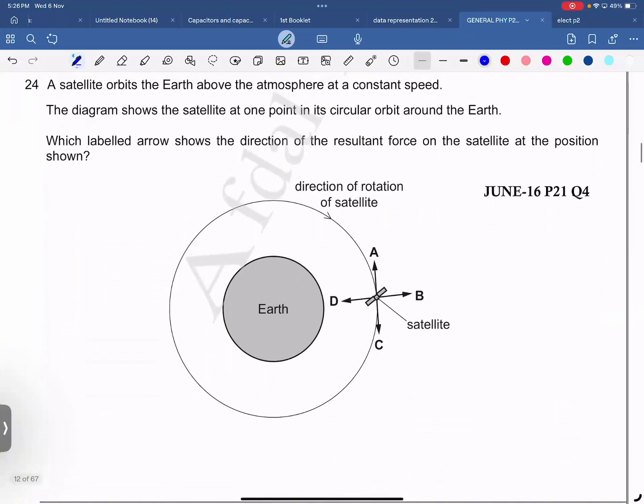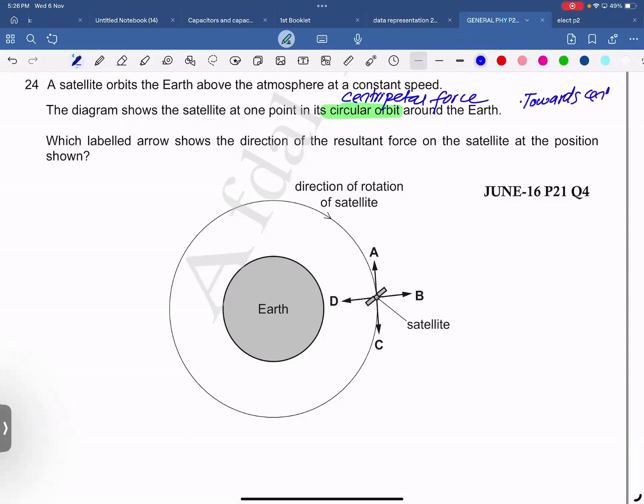Question number 24. A satellite orbits the Earth above the atmosphere at a constant speed. The diagram shows the satellite at one point in circular orbit. You all know when a body moves in a circular path, a resultant force acts on that, which is called centripetal force. Centripetal force always acts towards the center.